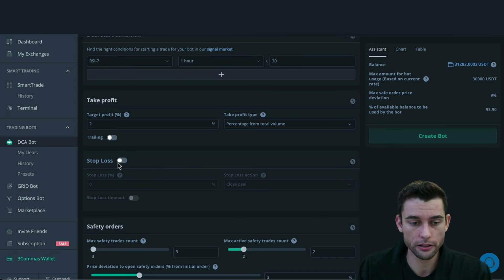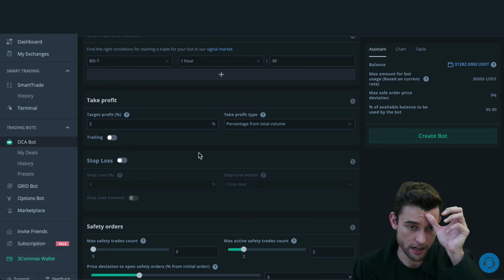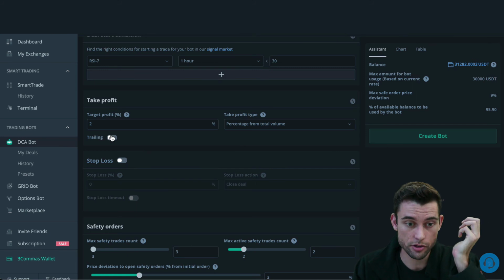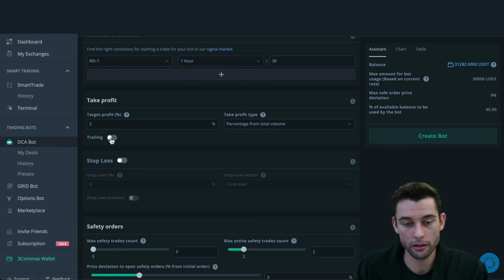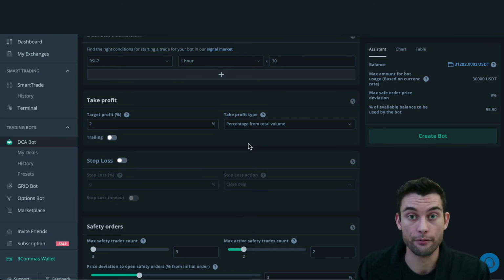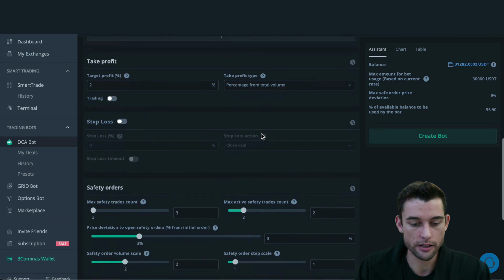So we're going to leave this off, and we're also going to have the take profit be 2% without it being trailing. And of course, it's percent from total volume, because we want it to be the percent from your average buy-in price. So we're leaving it like this. And so let's go down a little bit more.